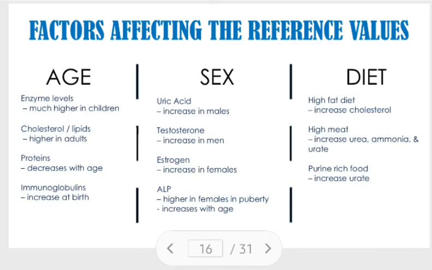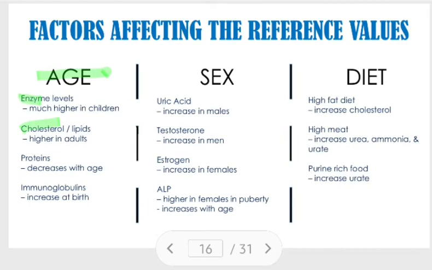Next, we have factors affecting the reference range. First, we have age. Under age, enzyme levels are much higher in children. Two examples of enzymes that are higher in children are alkaline phosphatase and creatine kinase. These two enzymes increase due to skeletal growth and muscle development.